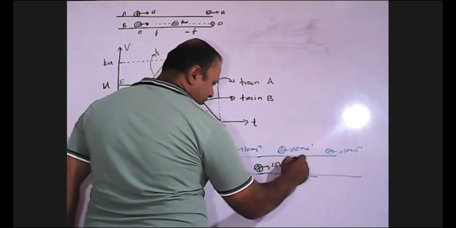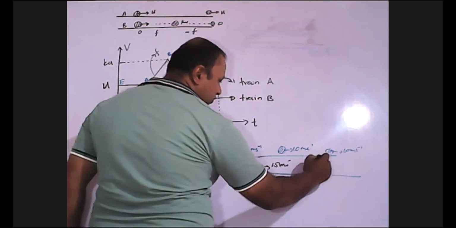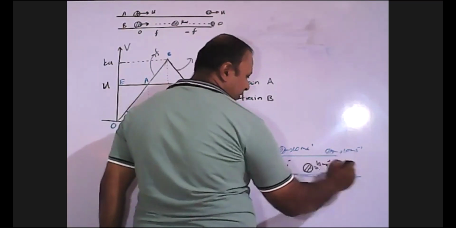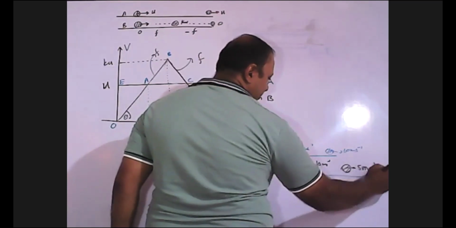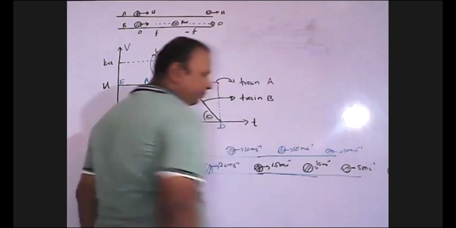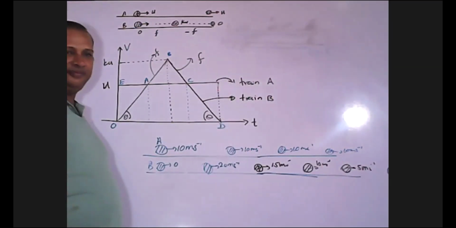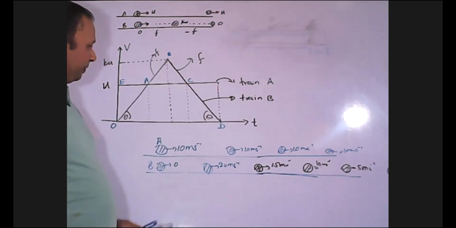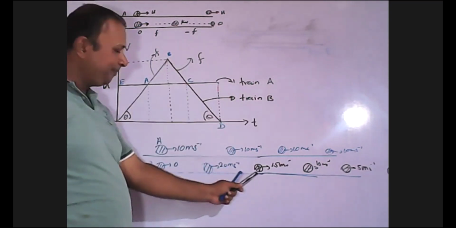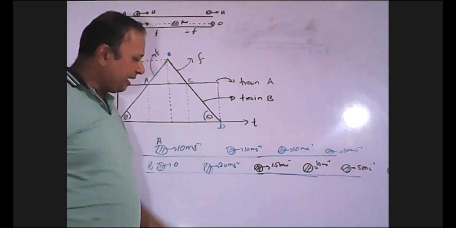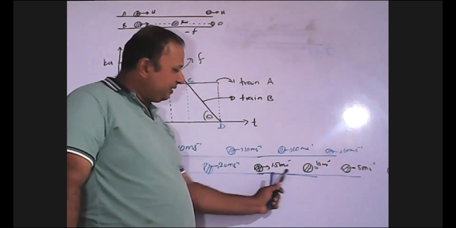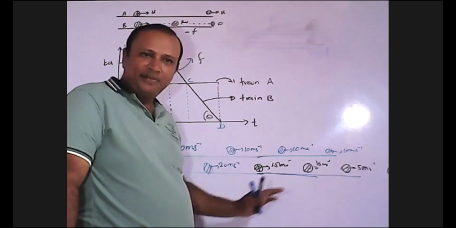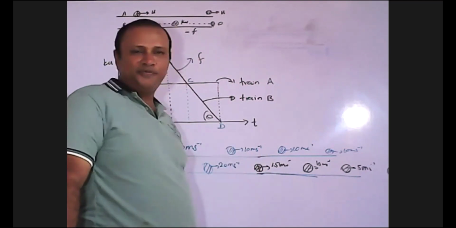15 ms minus 1, then 12 ms minus 1, then 10, then 5 ms minus 1, then 0. So after that point, what will happen? The speed of B constantly decreases with that. Okay, so that is the scenario.